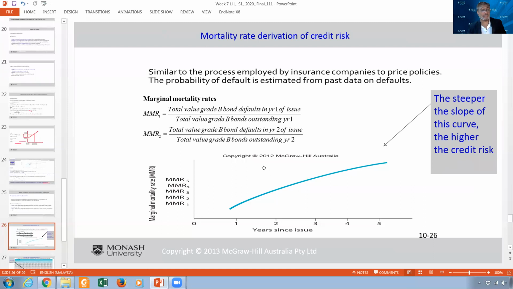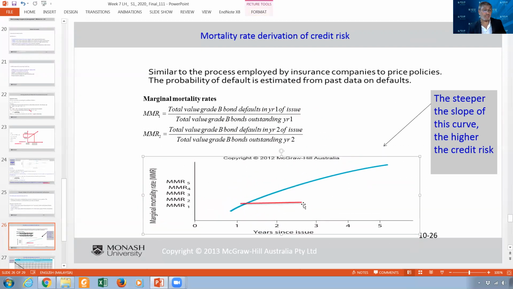This is the defaulting. You just divide the defaulting by the total issue, by the total outstanding. This is very easy. And you get that percentage. And you calculate for year 2, year 3, and then you draw this graph. So if it is steeper, actually, if this graph is steeper, it's riskier, which means the defaulting in year 1 is high.